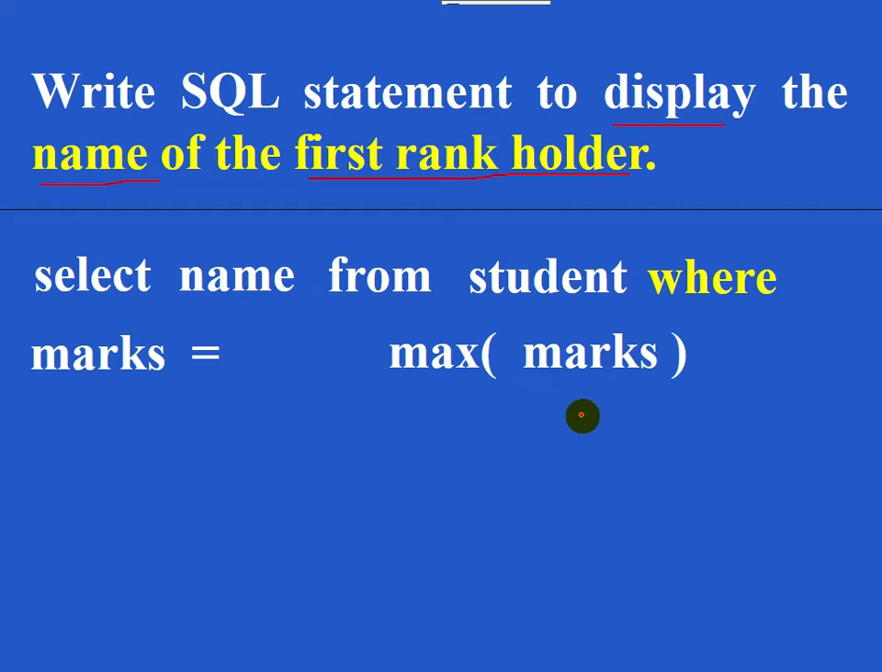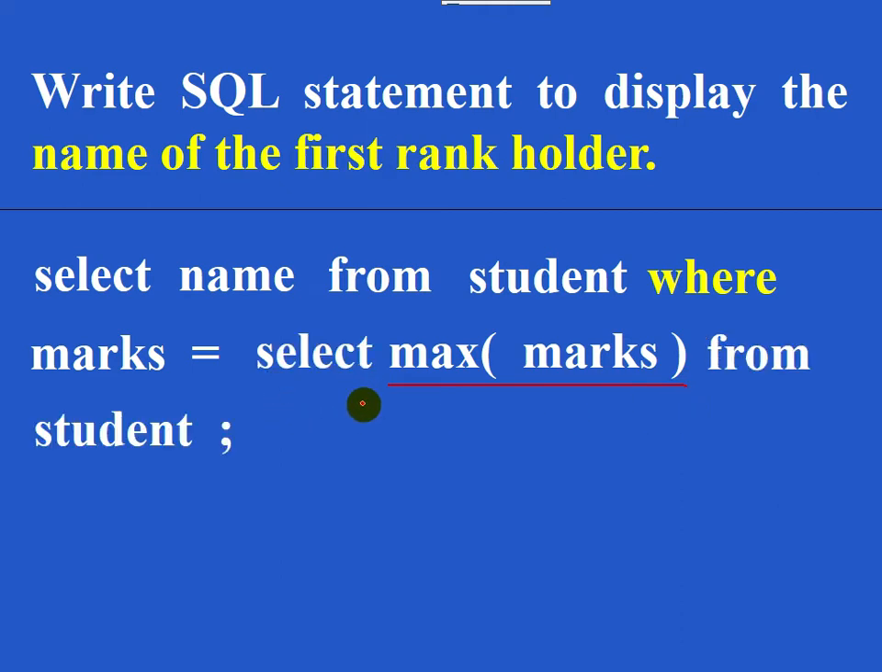Kindly make a note of this point. Function should not be used alone. It should be part of a select statement. So if you want to get maximum marks here, the statement should be written as select maximum marks from student. One SQL statement inside another SQL statement is known as nested SQL statement. For a nested SQL statement, it should be inside bracket.